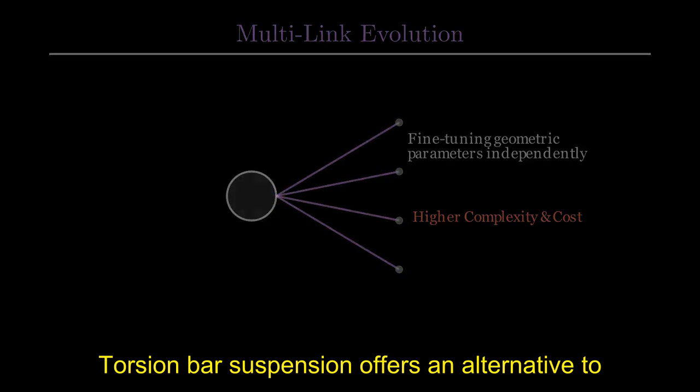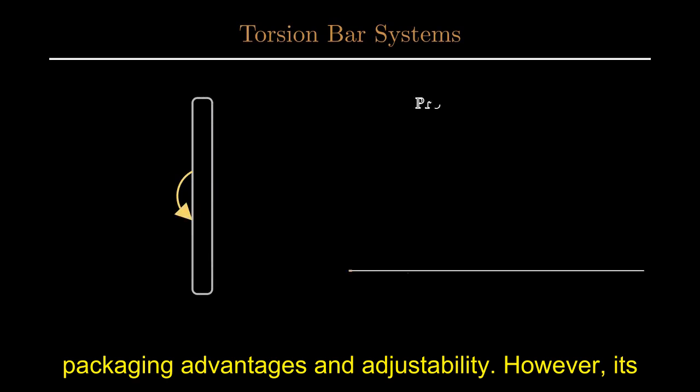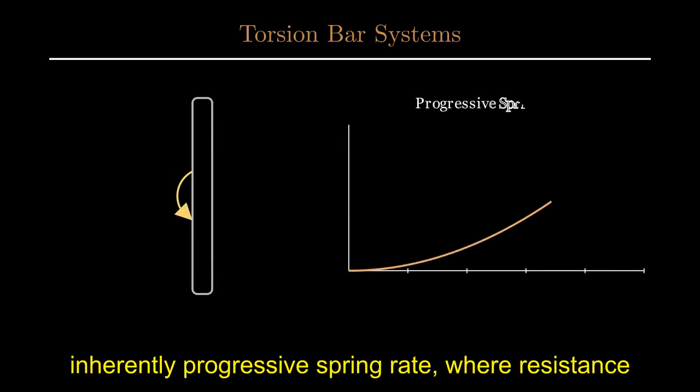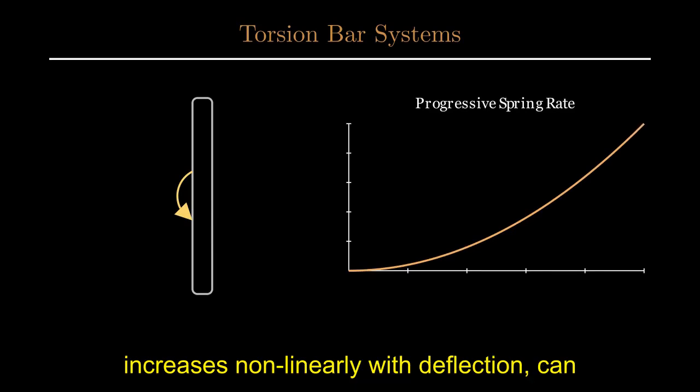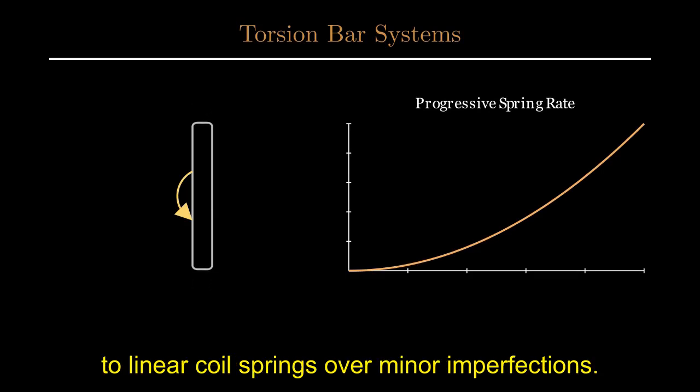Torsion bar suspension offers an alternative to conventional coil springs by employing the torsional elasticity of a steel bar. This design can provide packaging advantages and adjustability. However, its inherently progressive spring rate, where resistance increases nonlinearly with deflection, can sometimes result in a less compliant ride compared to linear coil springs over minor imperfections.